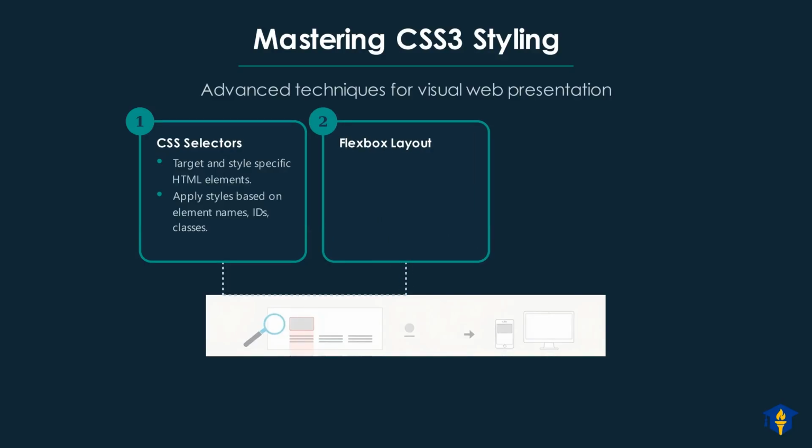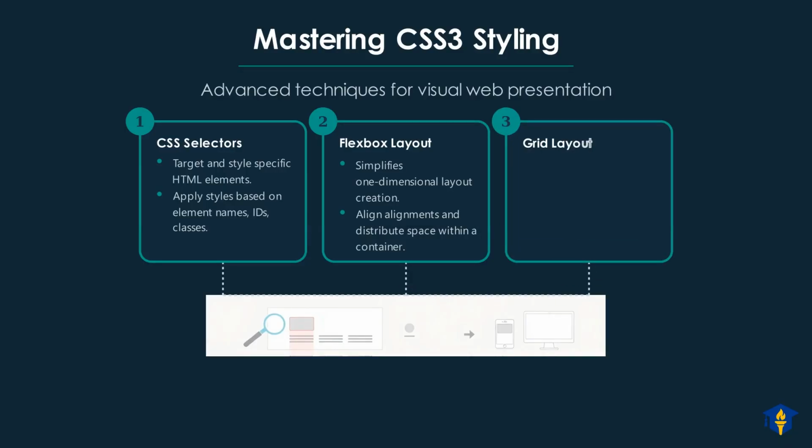Next, Flexbox Layout is a powerful one-dimensional layout system for arranging items in a container. It greatly simplifies the creation of one-dimensional layouts, making content alignment much easier to manage. Flexbox helps align items and distribute space efficiently within a single row or column of a container.